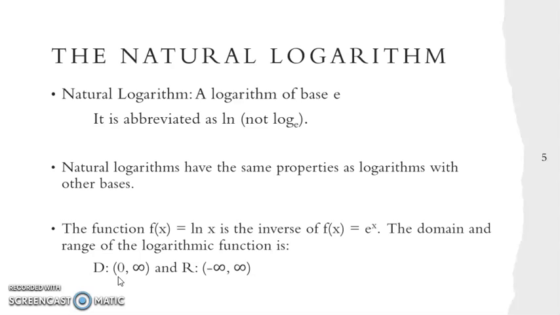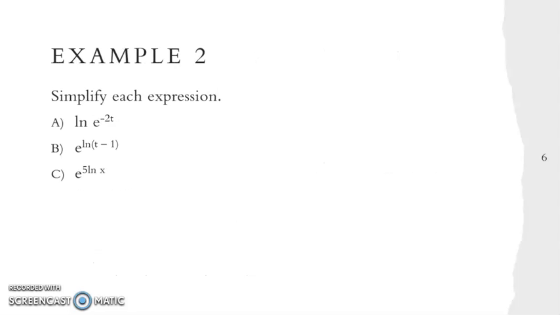Let's take a look at applying some of the properties of logarithms to natural logs and exponential functions with the base of e. So we've been asked to simplify each expression. We have natural log of e to the negative 2t. We have e to the natural log of t minus 1. We have e to the 5 times the natural log of x. So I'd recommend pausing the video and trying to simplify those and then pressing play, or you can just keep the video running.